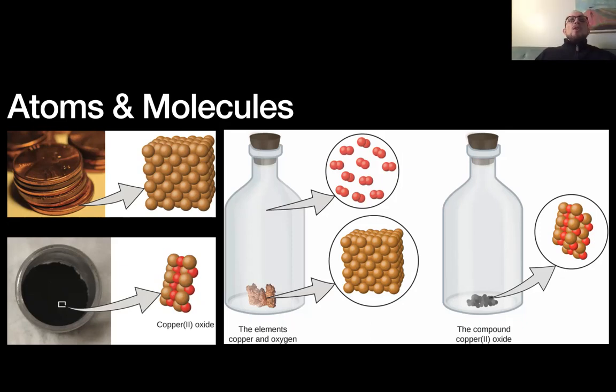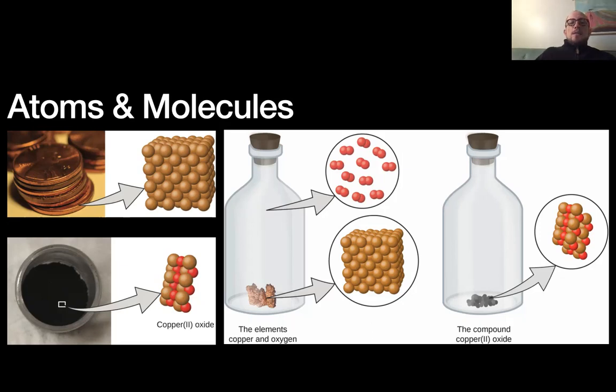Now, often people associate the word rust with the oxygen and iron combination. But if you combine oxygen and copper, it will also form a new substance called copper oxide, in this case, copper 2 oxide, that looks very different from the copper you see in the penny, the 1 cent piece above it.